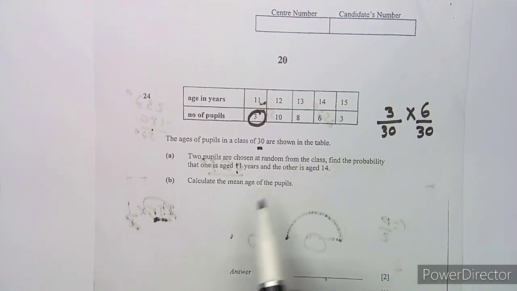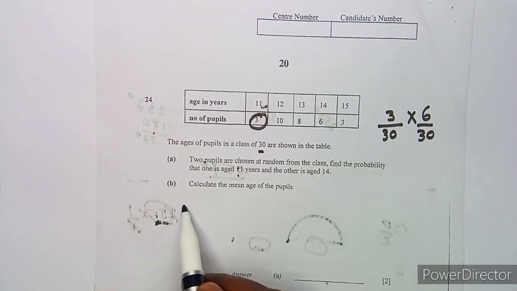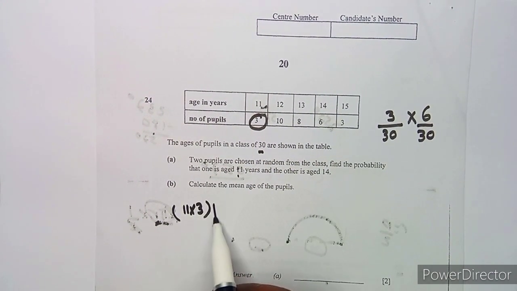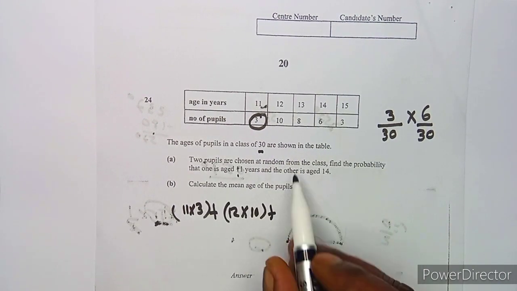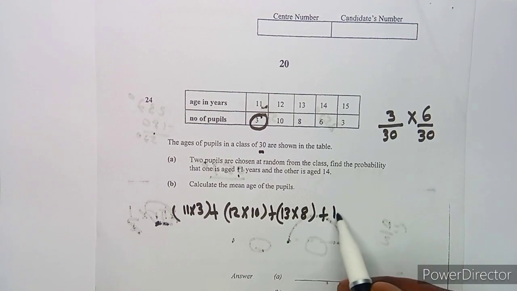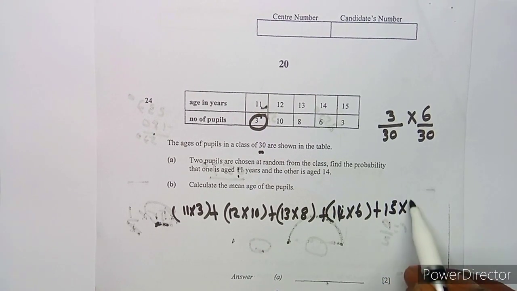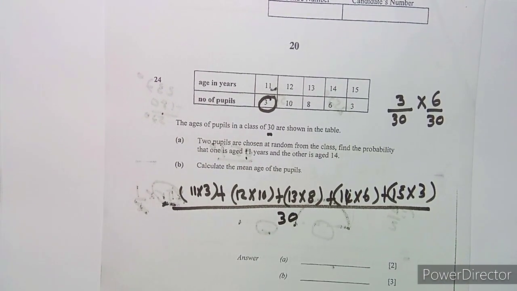Then calculate the mean. So the mean, guys, is simply the sum of terms, where you multiply 11 by 3 plus 12 by 10, plus 13 by 8, plus 14 by 6, plus 15 by 3. Everything over the total, which is 30 in this case. All right, this one is just a normal presentation that you are simply doing. So you have to combine your terms properly.